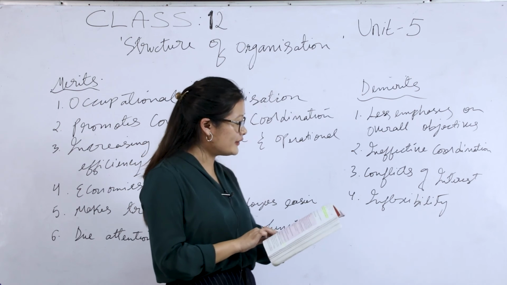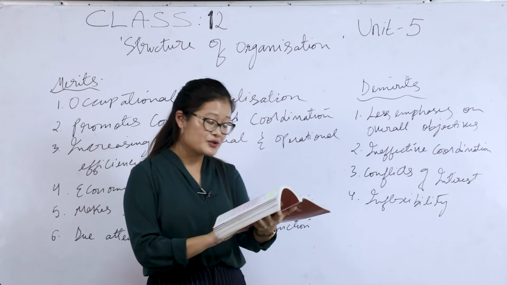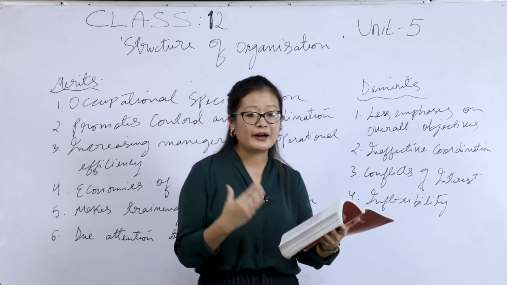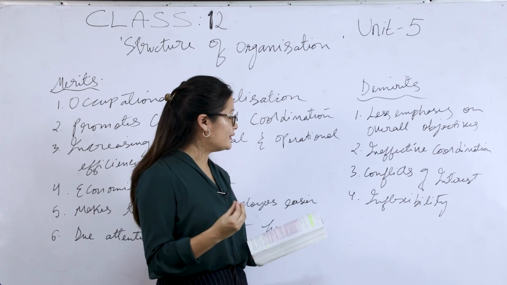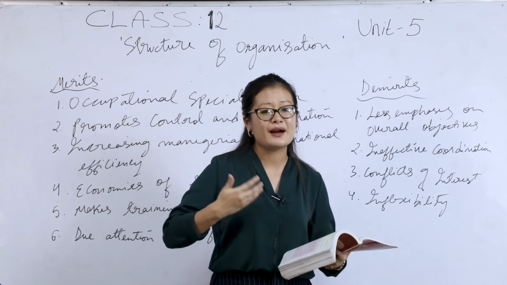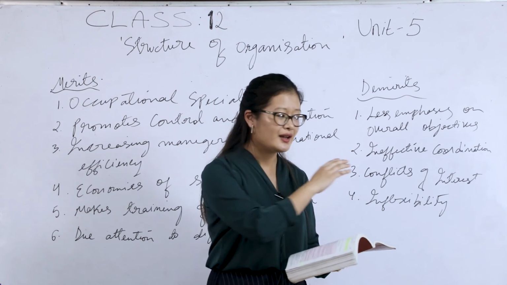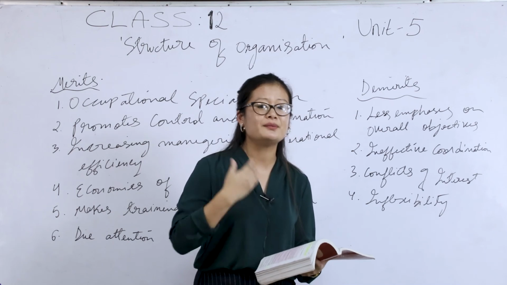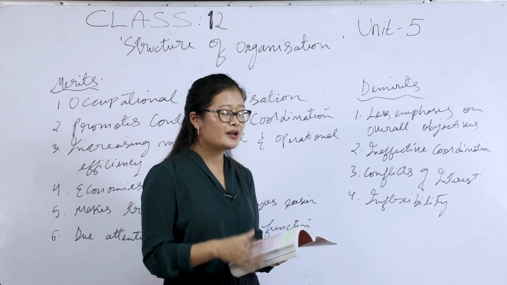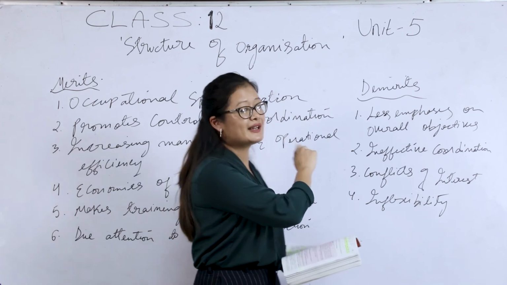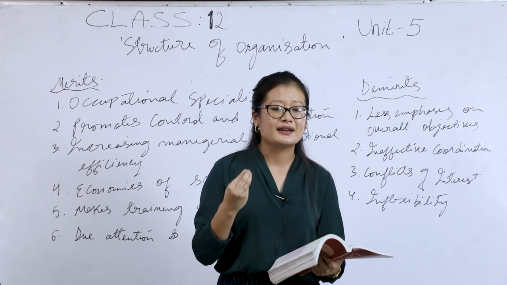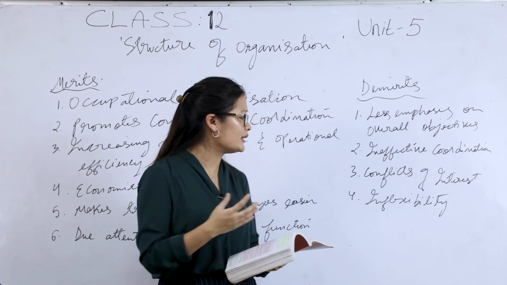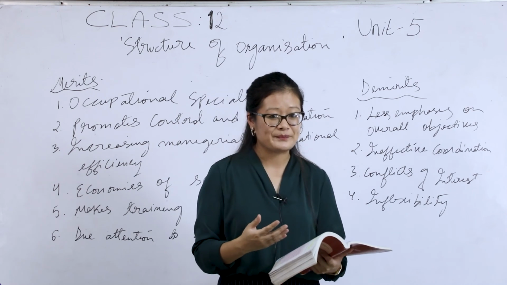Number three, conflicts of interest. Here different departments have different interests, in the sense of the way they bring up ideas and plans. Each department has different plans and ideas. So conflicts arise among the departments because their ideas clash when they bring different kinds of ideas.